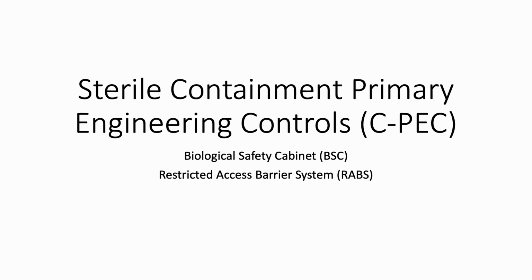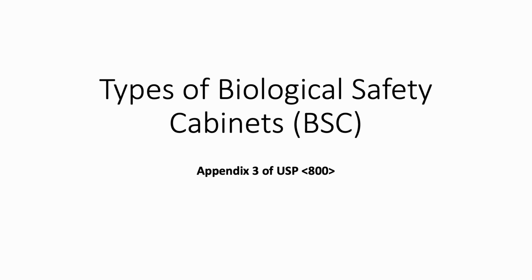Next, we're going to look at the containment primary engineering controls for compounding hazardous sterile drugs. These are biological safety cabinets and restricted access barrier systems, or RABs. There are several different types of biological safety cabinets, and Appendix 3 of USP 800 does a good job of describing these different types, as well as giving information on what might be more appropriate for your compounding environment.